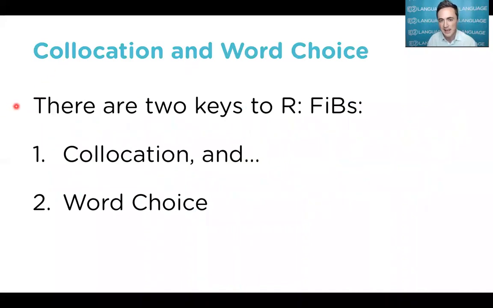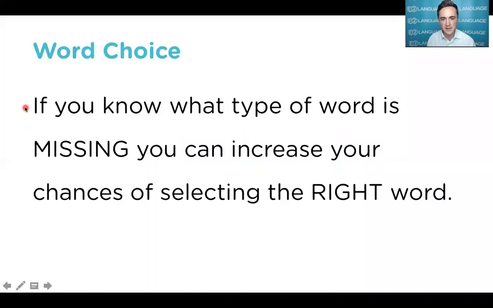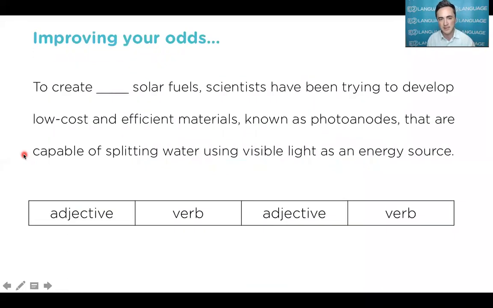So there are two keys to reading fill in the blanks. First one's collocation, and that's the main one. But the other one is word choice. So let's think about word choice for a second. Because if you know what type of word is missing, if you look into that fill in the blanks and you see there's a gap, and you know that that gap needs a noun, for example, you can increase your chances of selecting the right word. Let me give you an example.